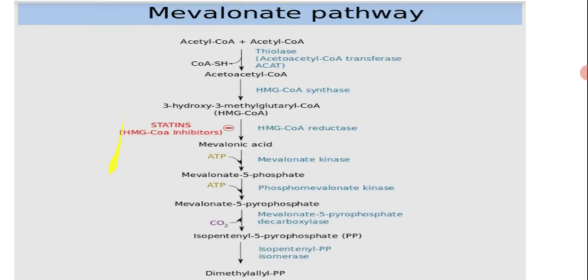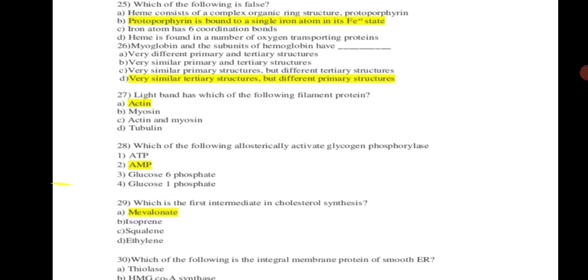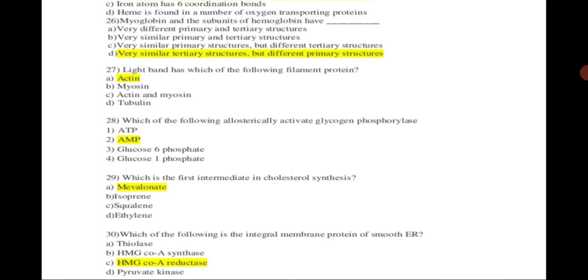Here there is the mevalonate pathway. Acetyl coenzyme A leads to formation of acetoacetyl coenzyme A. With the help of HMG-CoA synthase enzyme, there is a formation of 3-hydroxy-3-methylglutaryl CoA, and the enzyme HMG-CoA reductase acts on HMG-CoA and forms the first intermediate in the mevalonate pathway, that is mevalonic acid, and this enzyme HMG-CoA reductase can be inhibited by statin drugs. So the correct answer for question number 29 is mevalonate.